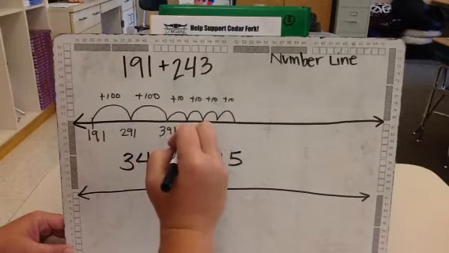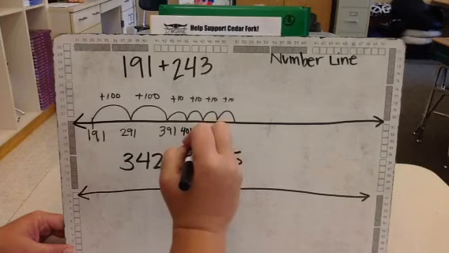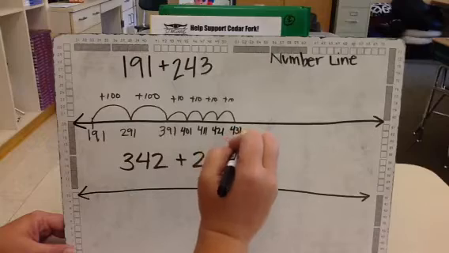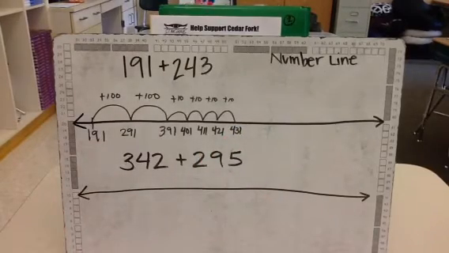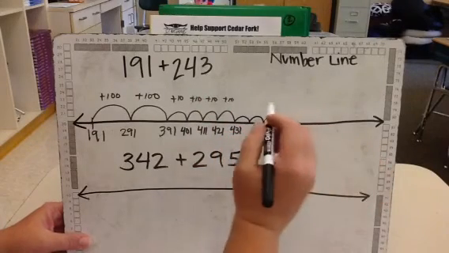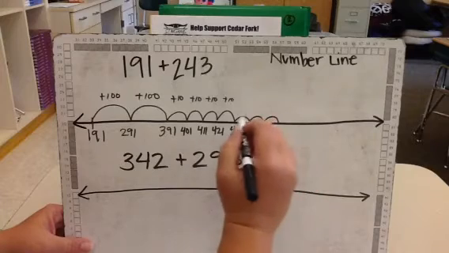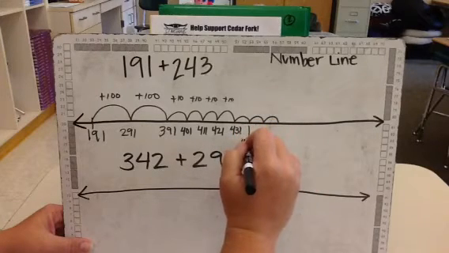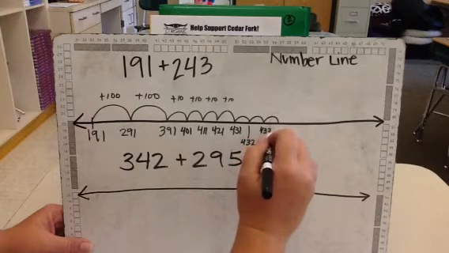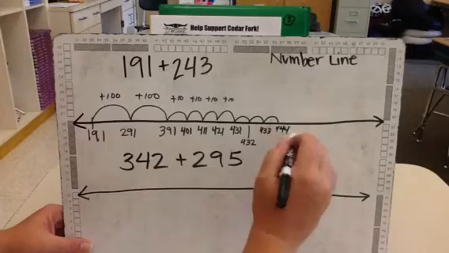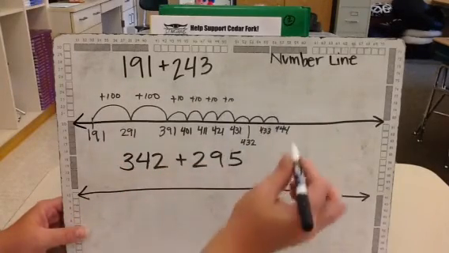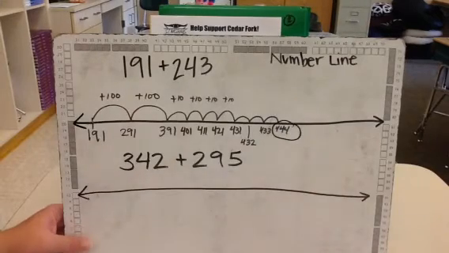So now I have 401, and then 10 more would be 411, 421, and 431. So now I've hopped 40, so now I need to hop 3 ones. So there is 1, 2, 3. So now I might start to get a little crowded. So if that happens, sometimes I just bring it down a little bit. So here's 432. My ones place is changing. 433 and 444. So starting at 191 and adding on 243 more gets me to 444.